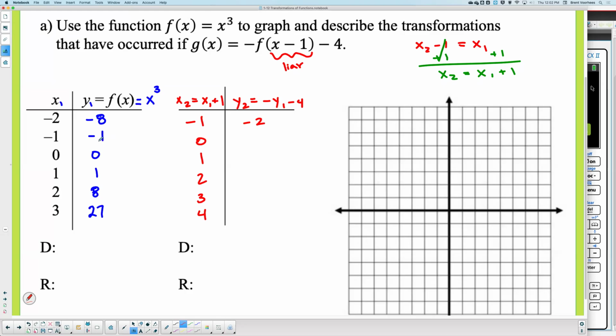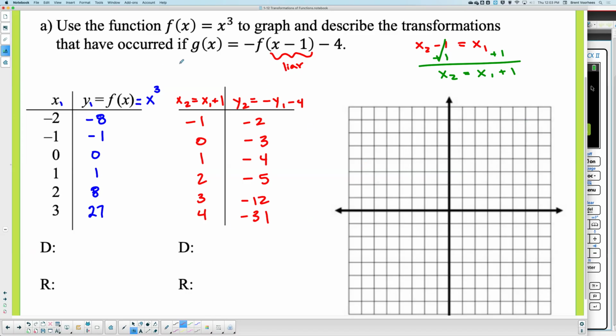Let's try it again. We're going to negate negative 1. 1. Subtract 4. Negative 3. All right. Negate 0. 0 minus 4. Negate 1. Negative 1. Subtract 4. Negate 8. Negative 8. Subtract 4. Okay, so I'm taking the y values now. I'm looking at these. So now negate, what value should I say next? Negate 27 minus 4. Negative 31. That would be my table.